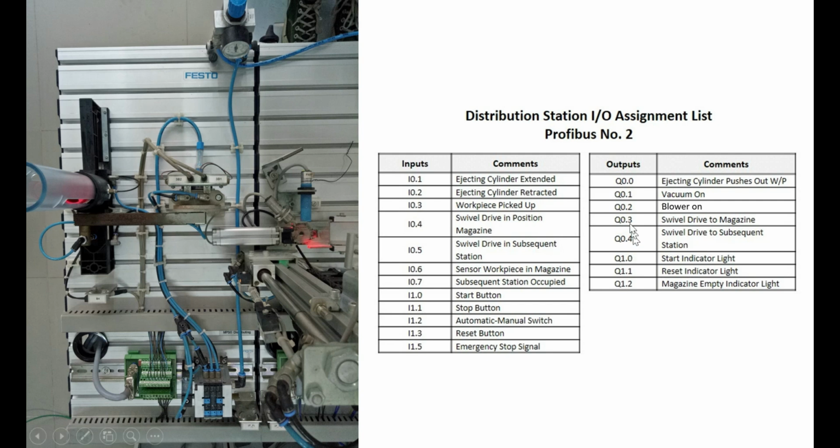And next we have Q0.1 vacuum on and Q0.2 blower on. This is where it's located. So naana siya suction cup. Let's continue with Q0.3 and Q0.4.